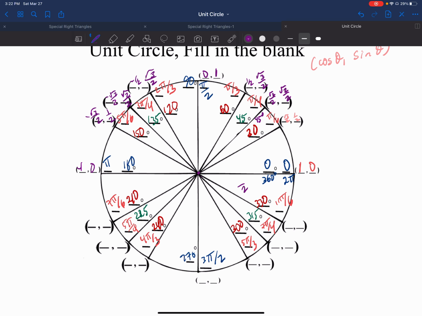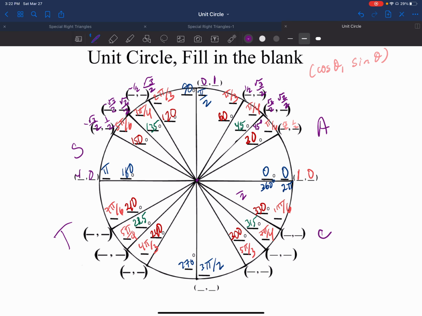If we remember our shortcut, All Students Take Calculus, it helps you figure out that this part's still true, and now we actually have the sign that goes with it. So on quadrant 1, we're saying all of them are positive: sine, cosine, and tangent. Quadrant 2, we're saying sine is positive, as you can see here, and the other two are negative, which you can see cosine being negative on them. So complete the circle using that information.